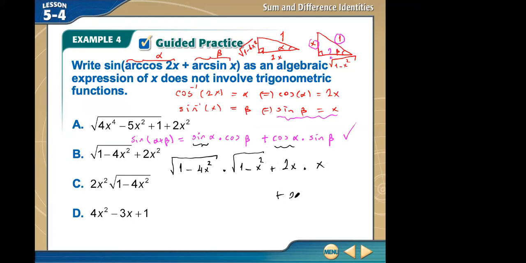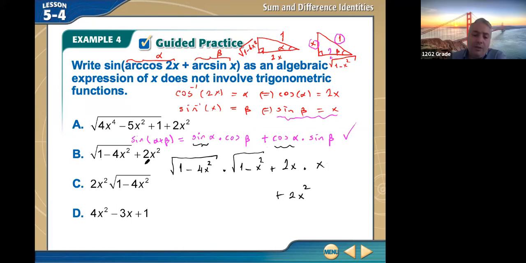2x times x, 2x squared. So 2x squared here, 2x squared here. Since this is only 1 minus 4x squared, and this is 1 minus 4x squared times another thing, it cannot be the result. So the result is A.